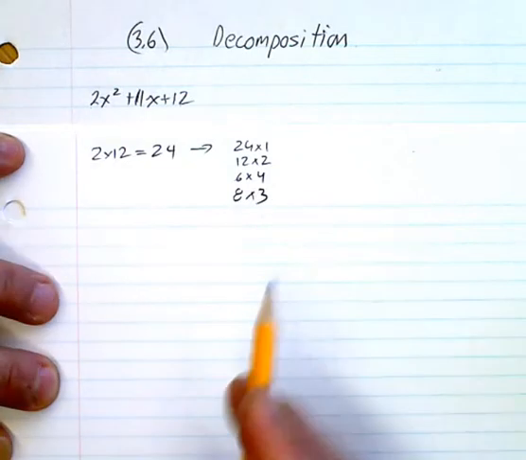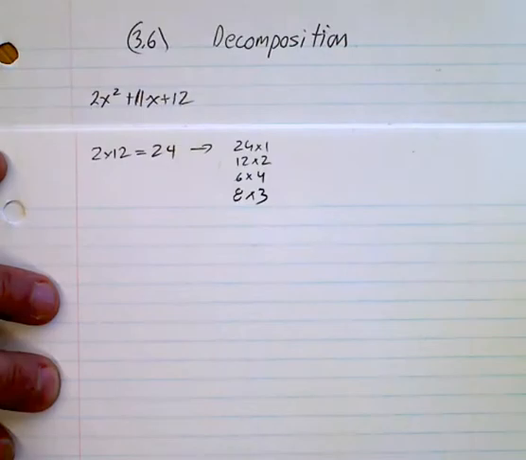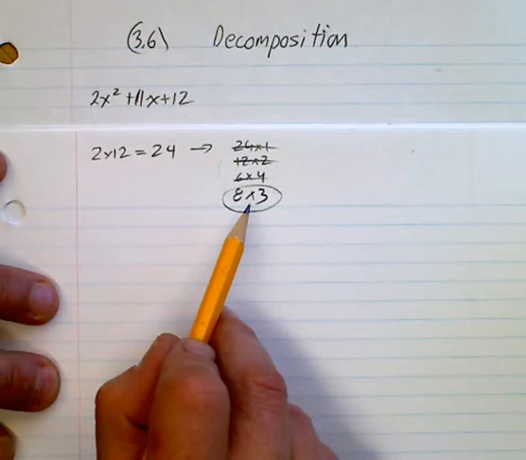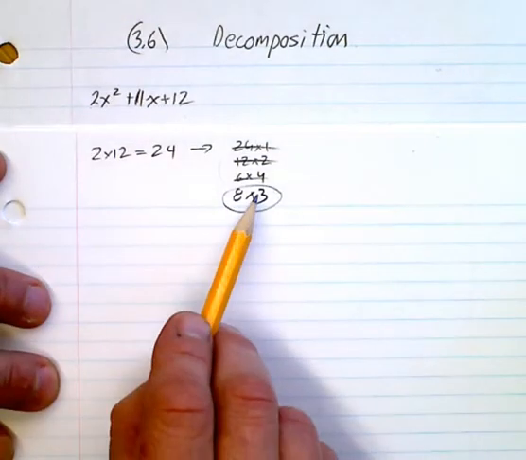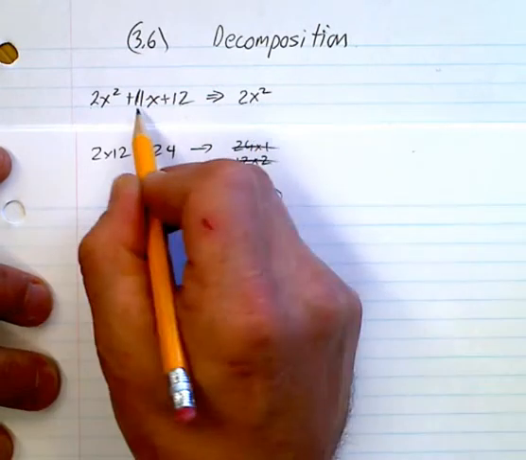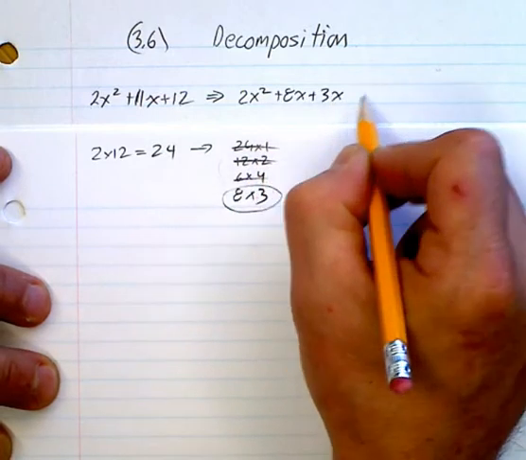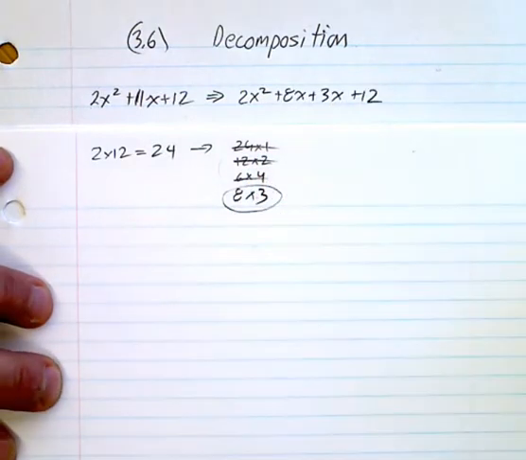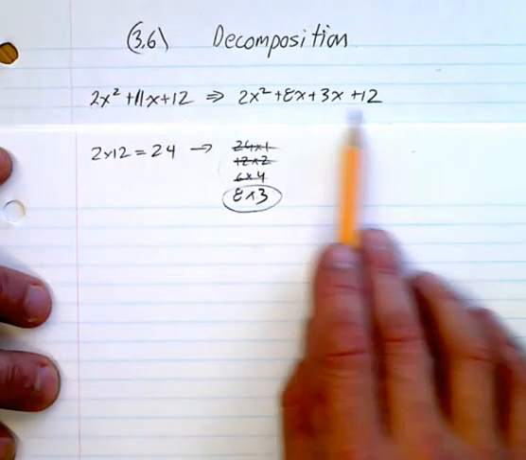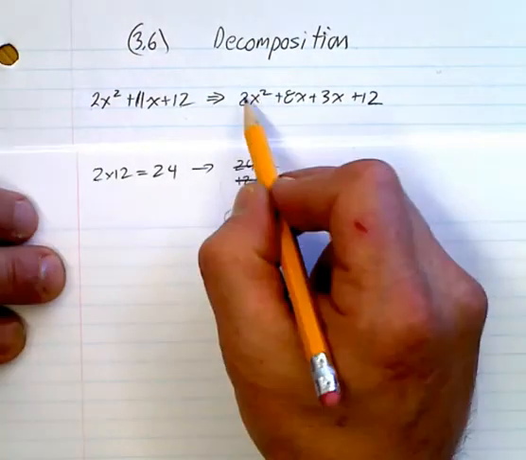Now we're looking at one of these pairs that combines in some way to give me a plus 11. Hopefully you'll see that it's not that, not that, not that, and it's this one here. Plus 11 comes from a plus 8 and a plus 3. So we rewrite this, and it becomes 2x squared, and you break the 11x into these two things: plus 8x plus 3x plus 12. Hopefully you can see that it's exactly the same thing.